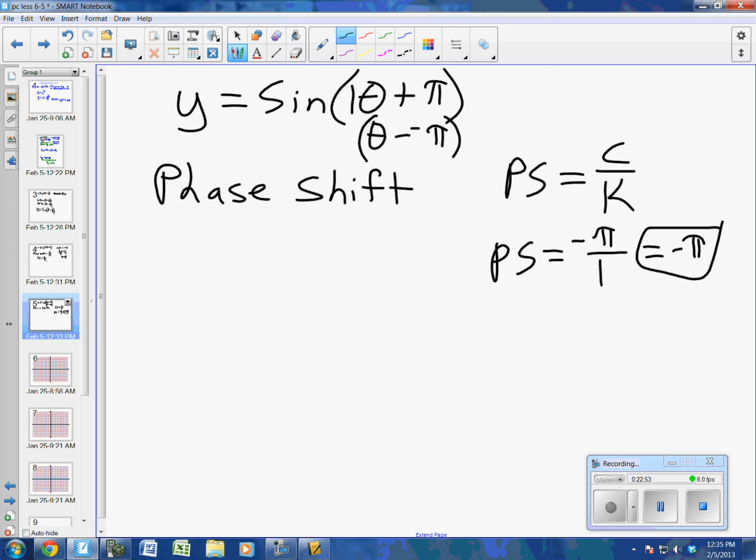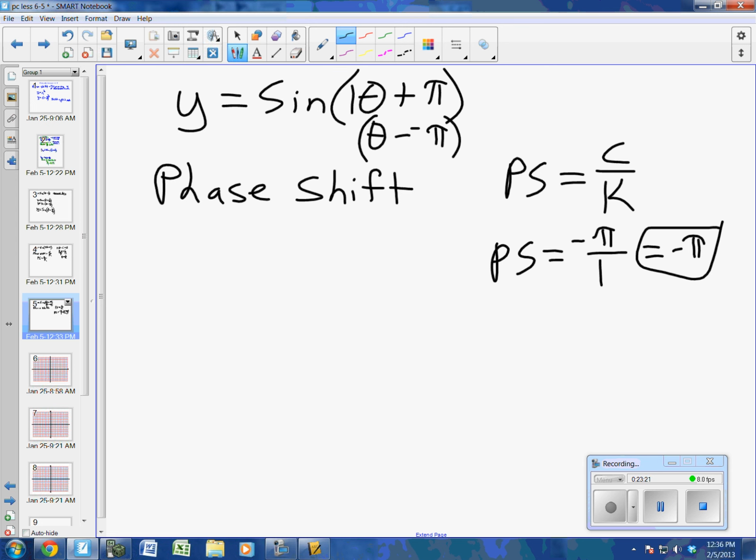Okay? Dylan. You could say it shifts pi units to the left. You could say it like that, and I would accept that on the test. But it's negative pi. If you were taking a standardized test, they would be looking for the answer negative pi.